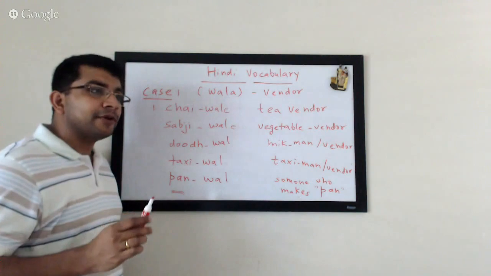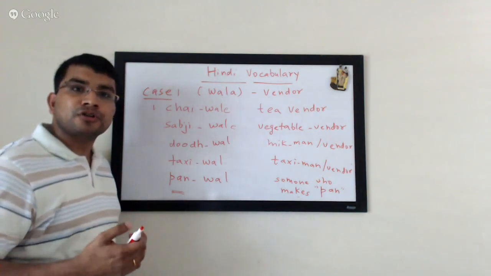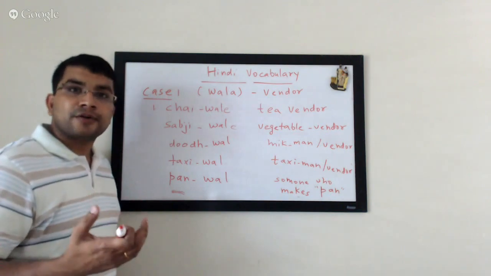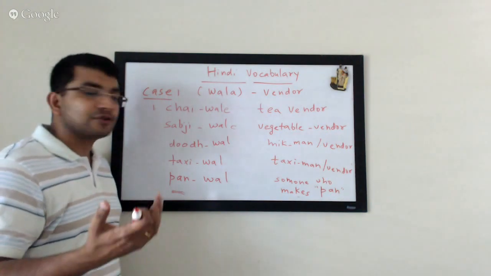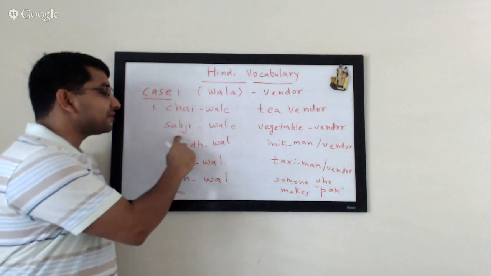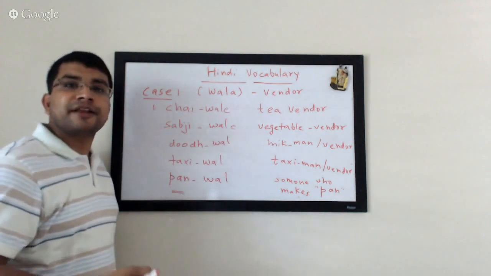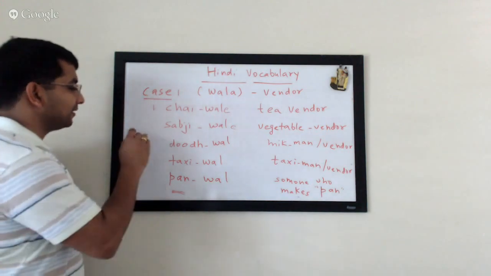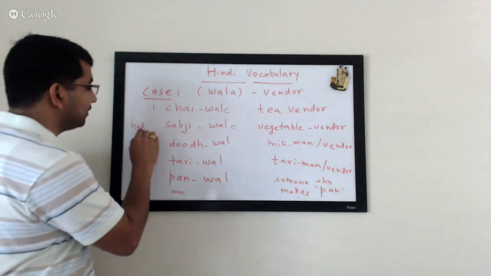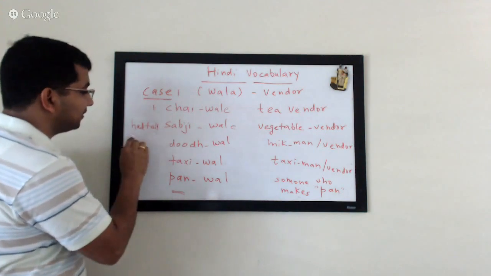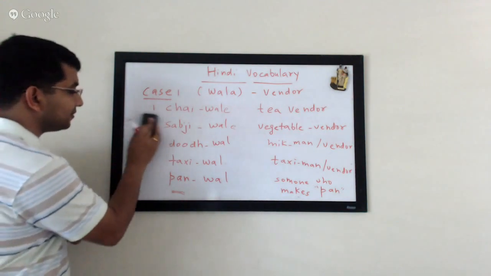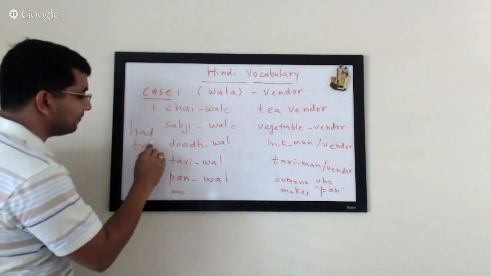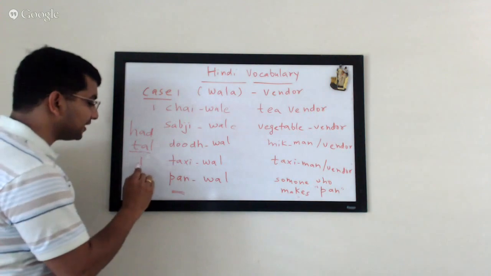So often when you read the newspaper and come across news about people who sell vegetables, if they are on strike or want their demands met, it will be used as sabji wale. Strike is hartal, so sabji wale hartal pe hain. I'll just write it down. Hartal. Not sure if you can see it. H-A-R-T-A-L, one word. Okay, hartal is strike.